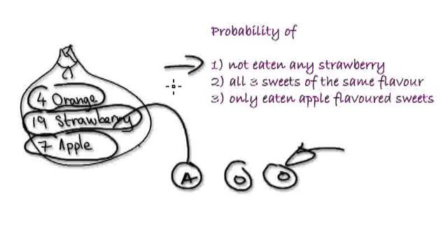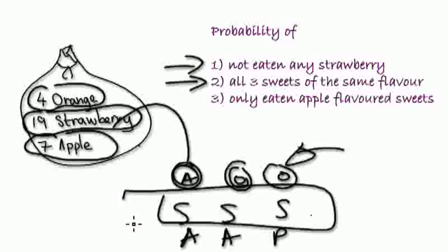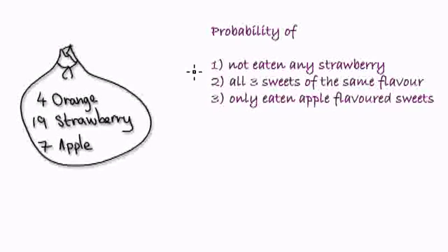No strawberry involved. Okay. Question two: what is the probability of these 3 sweets having the same flavor? So strawberry, strawberry, strawberry, or apple, apple, apple. Yeah, all 3 having the same flavor. And question 3: only eating apple flavored sweets. Yeah, try and work out these 3 probabilities.